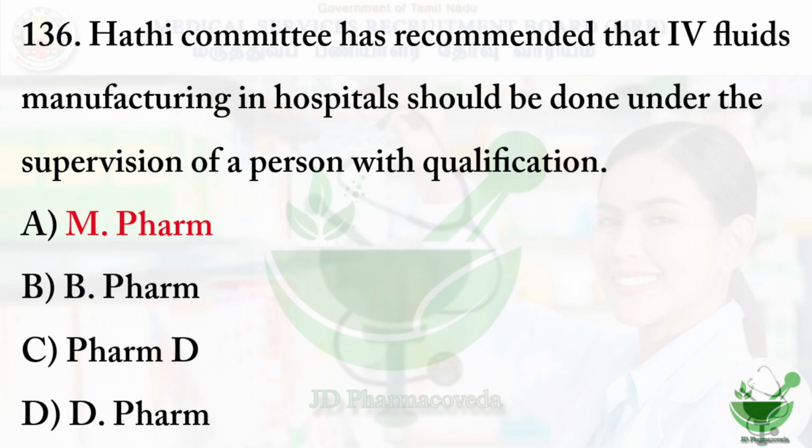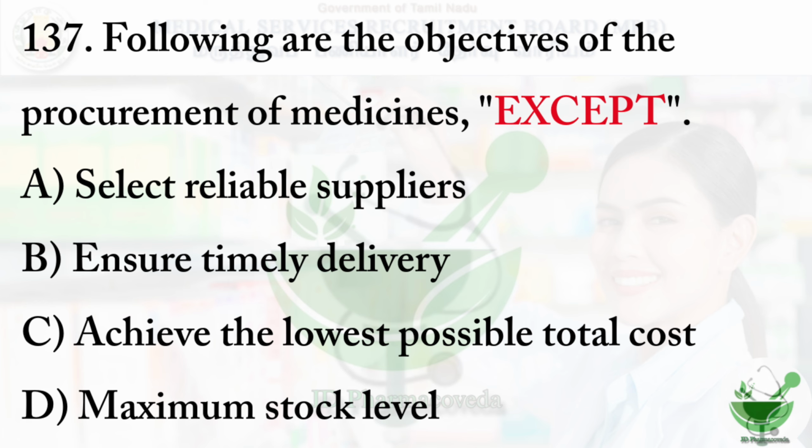Then question number 137. Following are the objectives of procurement of medicines except. The given options are option A, select reliable suppliers, option B, ensure timely delivery, option C, achieve the lowest possible total cost, option D, maximum stock level. So the right option is option D, maximum stock level. So for purchasing the medicine, our objective should not be maximizing the stock level.